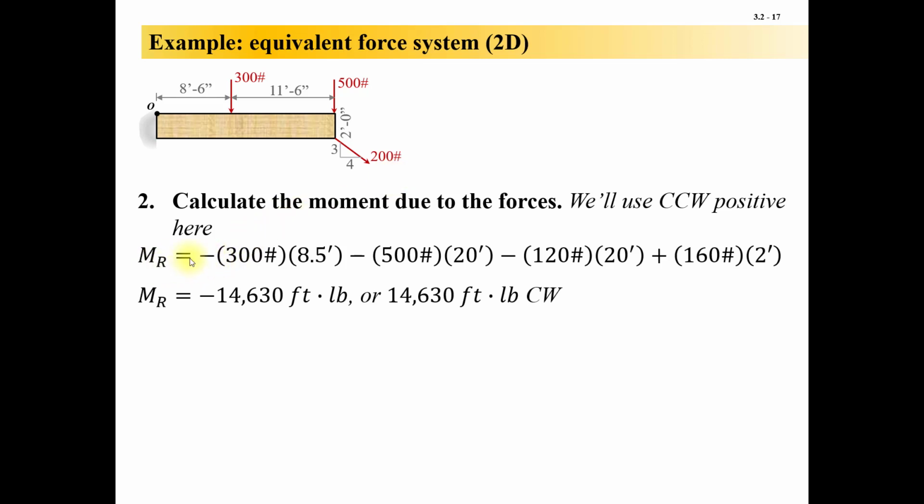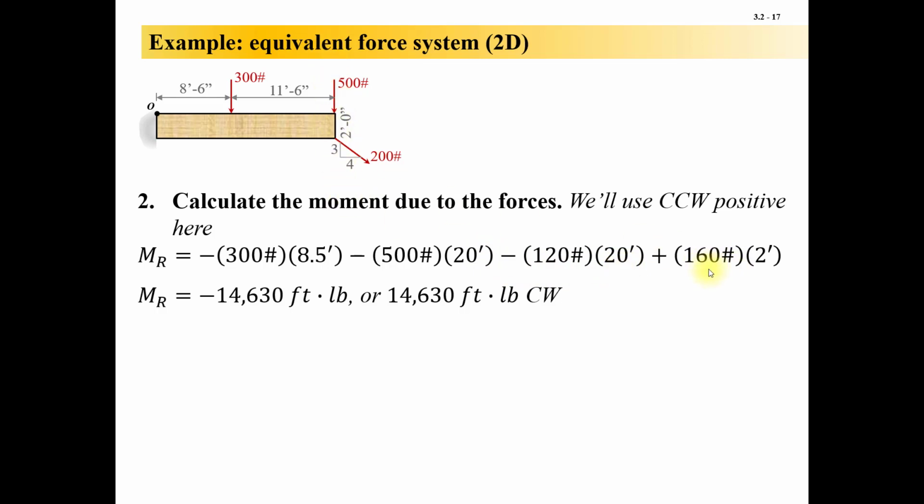So here I have 300 pounds times 8 feet 6 inches, which is 8.5 feet. And then I have 500 pounds times 20 feet. And they're both negative because they're both clockwise moments about O, as is the vertical component of the 200 pounds. So minus 120 pounds times 20 feet, because it's also acting at 20 feet.